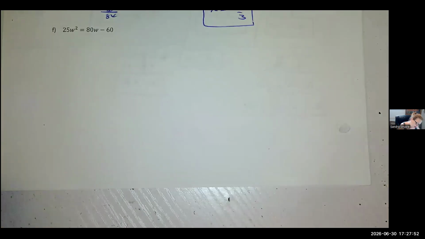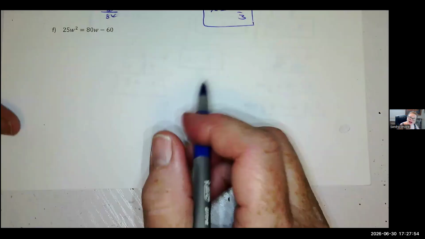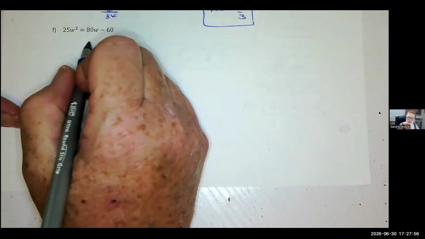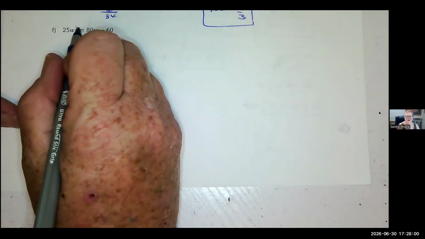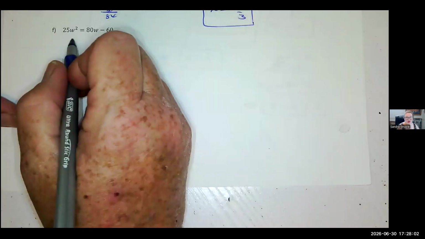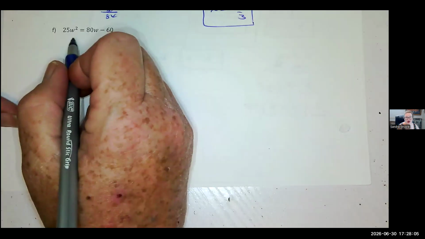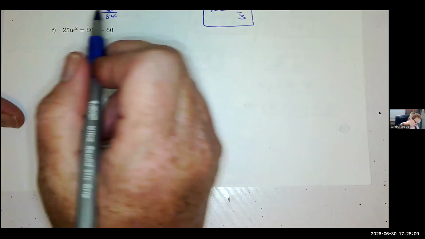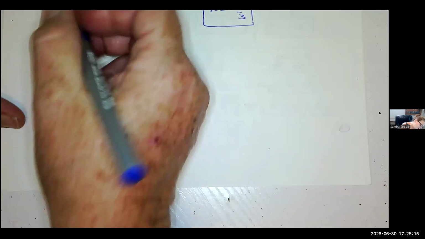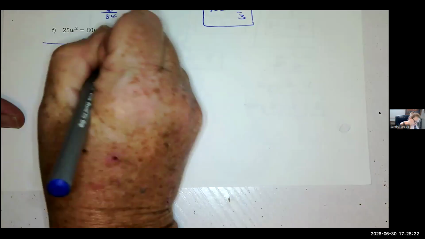All right, the next one, the first thing we need you to do is get everything on the same side. We're using w squared instead of x squared. If that bothers you, change it. Make it an x squared. I don't care. Now, when you go to put your answer, make sure that you're using the variable that's required. Let's move everything over to where the w squared is because it is positive. So I'm going to subtract 80w and add 60 to both sides, and set that equal to 0.